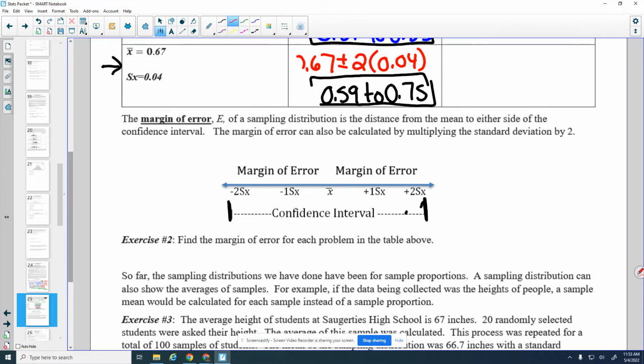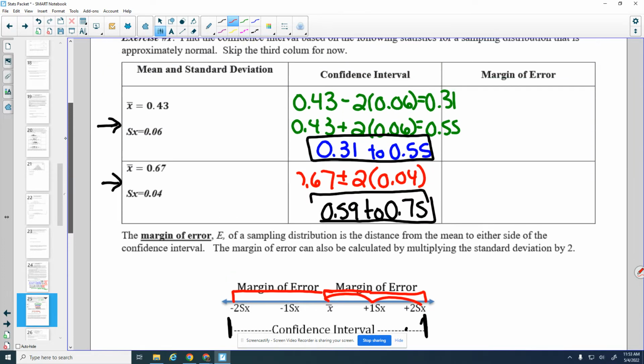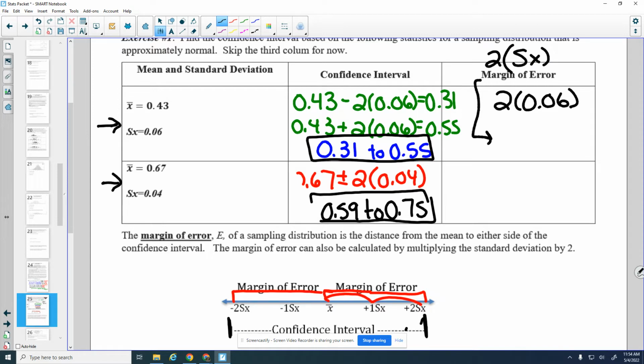Now the margin of error is just the distance from the mean to either side. So the margin of error is here or here, and you can quickly see that the margin of error is just 1, 2 standard deviations. So to find this calculation called the margin of error, it's really the margin we go out from the mean. We're just doing 2 times the standard deviation. So we're doing 2 times 0.06 here. So the margin of error is 0.12 in that case.